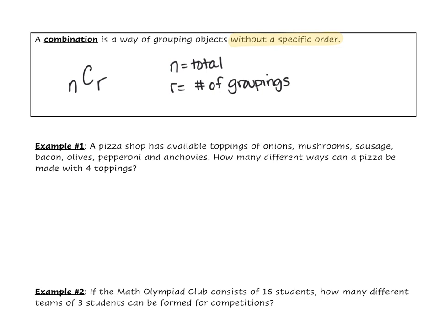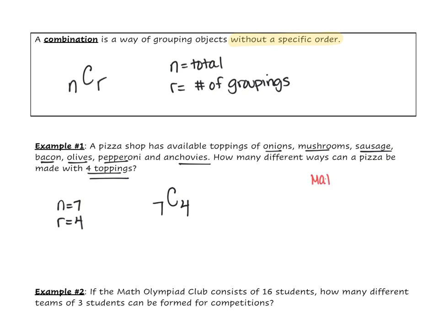So, well, let's see how many toppings we have so we can find our total. So 1, 2, 3, 4, 5, 6, 7. So n is 7. That's my total number of toppings. And I want to know how many groups of 4 can I make. So my r value would be 4. So 7C4. This cannot be done using the counting principle, so you will have to use the calculator.